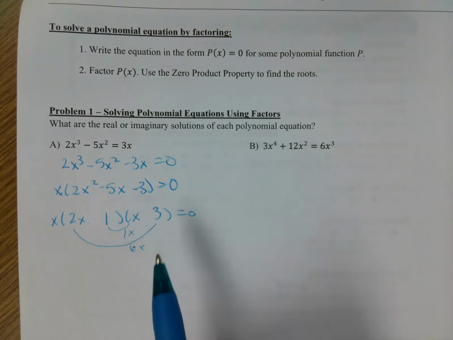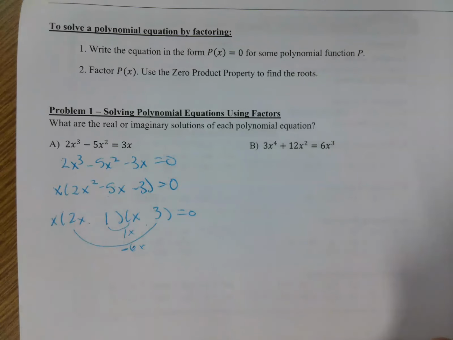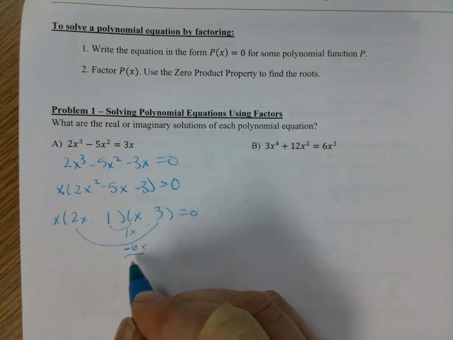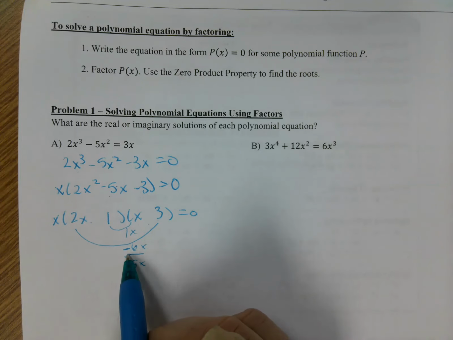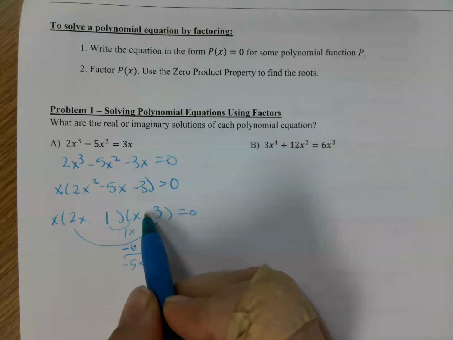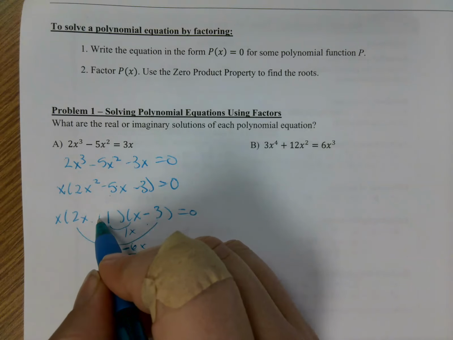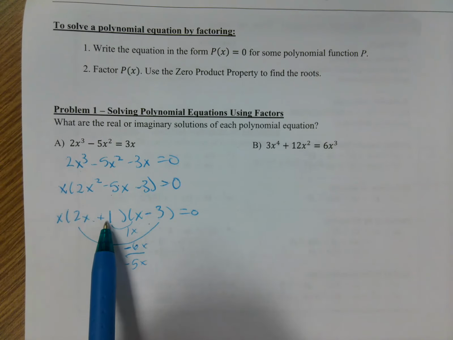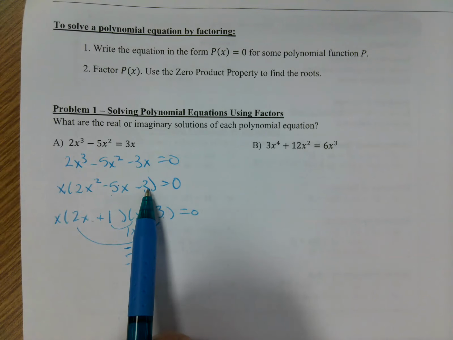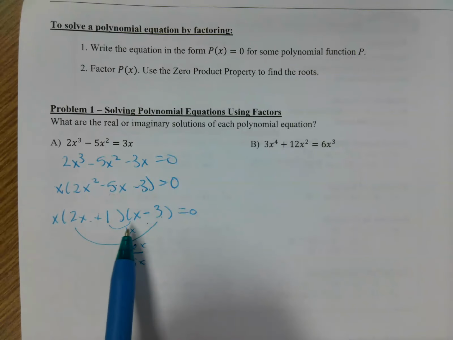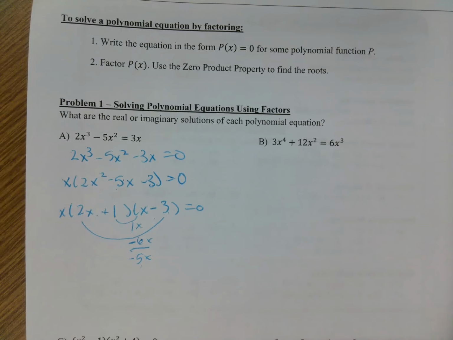One of these two has to be negative. If I put the negative with my 6, now when I add these together, this gives me negative 5x. So I'm going to keep that negative with the 6, so this would be negative right here. Then this one has to be positive. Now, if I check this again, 1 times negative 3 gives me negative 3. This gives me negative 5x. And here's my 2x squared.